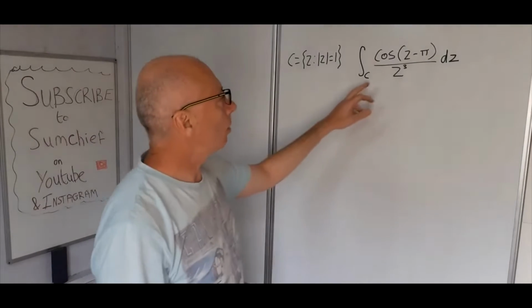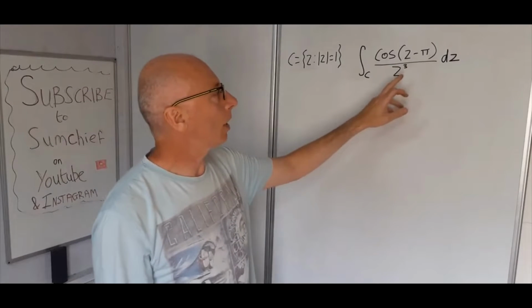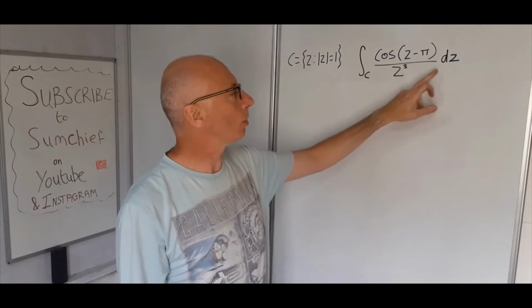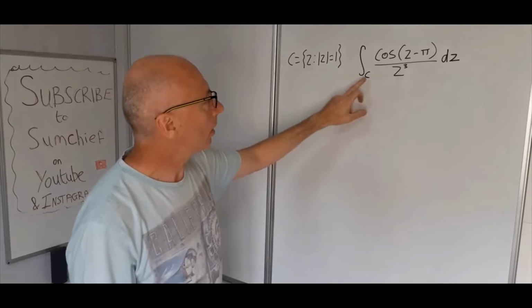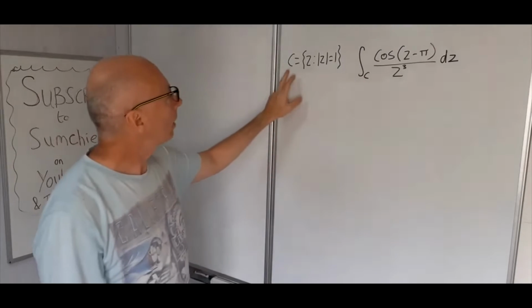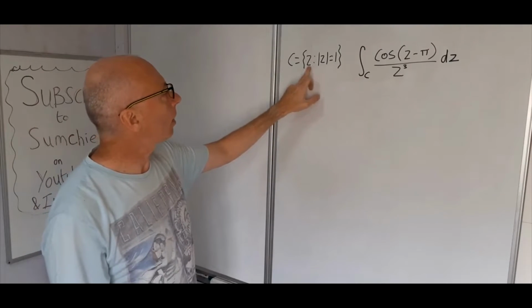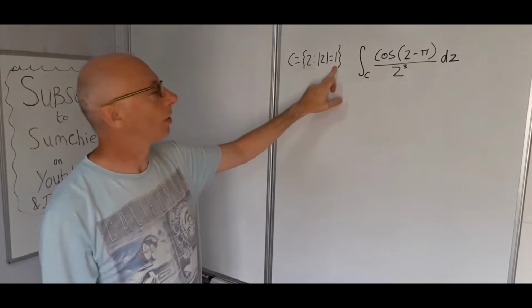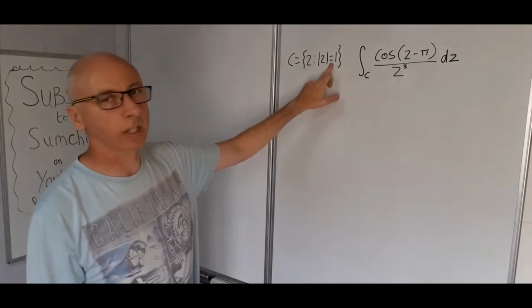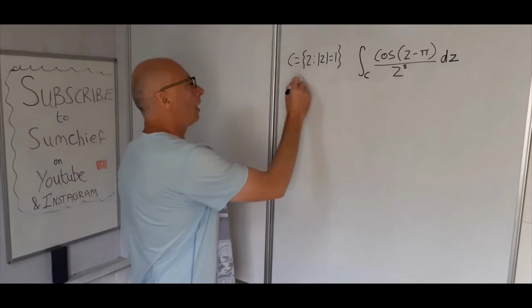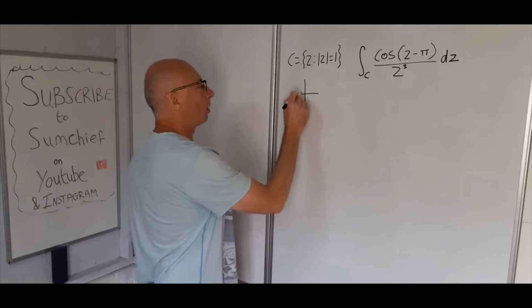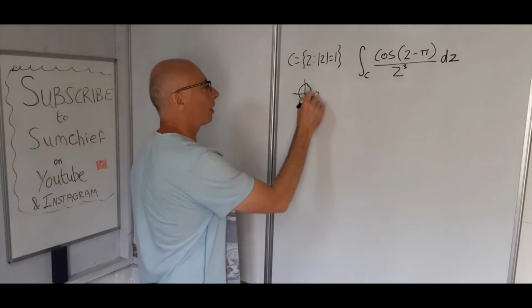Okay, so in this video we're going to integrate cosine of z minus pi divided by z cubed with respect to z, and it's in the contour C. Now C here is defined as modulus of z equals 1. So that's a closed contour with a strict inequality. It's basically the unit circle, which will look something like this.